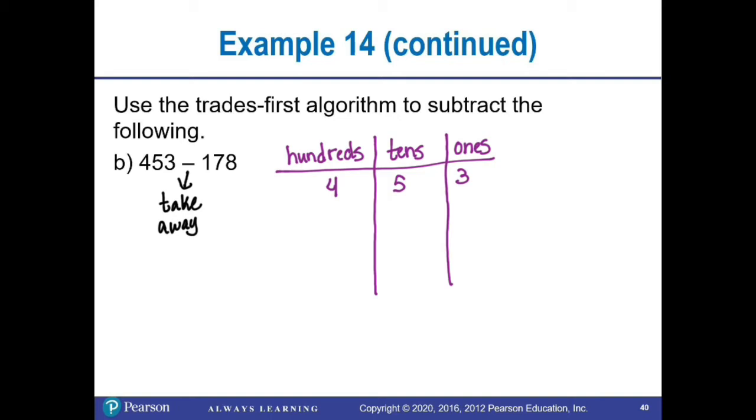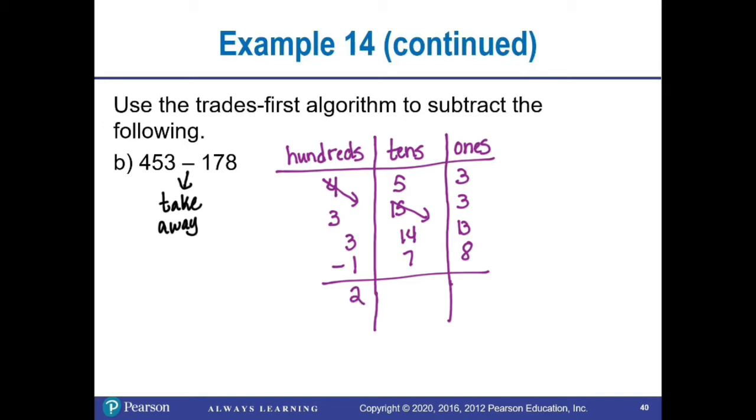Again, I don't have enough ones. I trade 100 for 10 tens, so that gives me 15 tens. Bring down your 3 ones. Because I don't have enough ones to take away, I'm going to trade a 10 for 10 ones, so that gives me 13 ones. Don't forget to bring down your 300s. And we're ready now to subtract 100, 7 tens, and 8 ones.